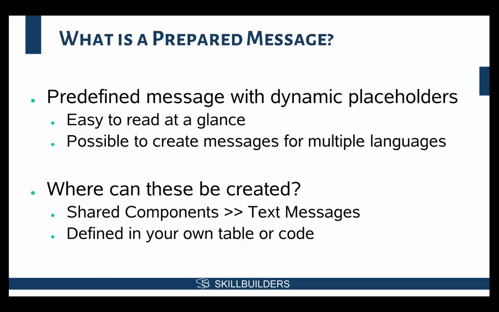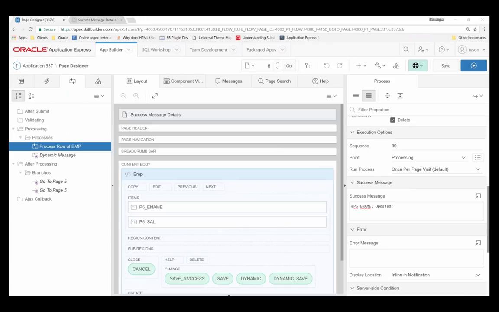Where can these be created? In other words, where can we make these prepared messages? Well, Apex refers to them as text messages, but you can also define them in your code or in your own table. A little bit later, we're going to look at a constraint lookup table, and we could potentially define our constraint lookup errors also in multiple languages, but in this case, we did not. We're just keeping it simple. So let's hop back into Apex and let's take a look at what I'm talking about.